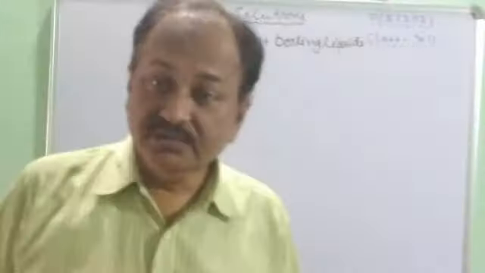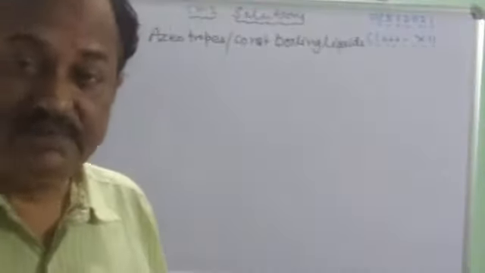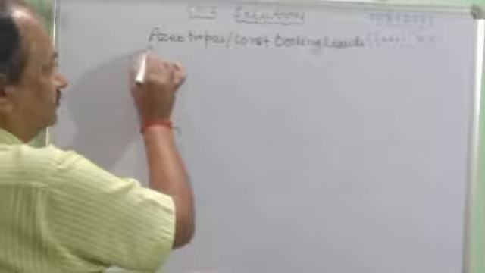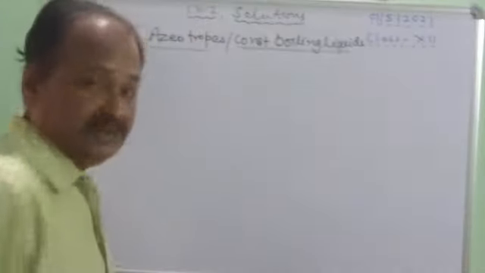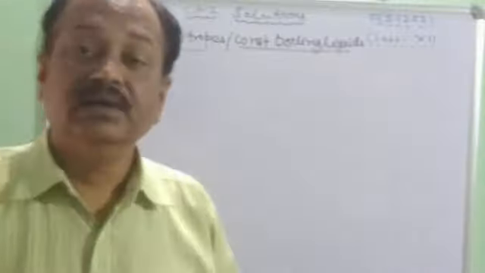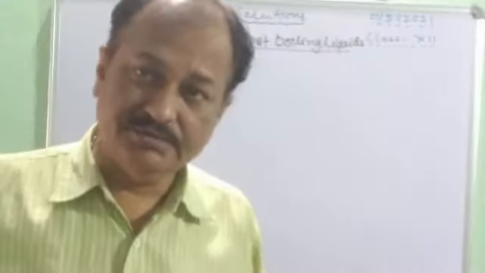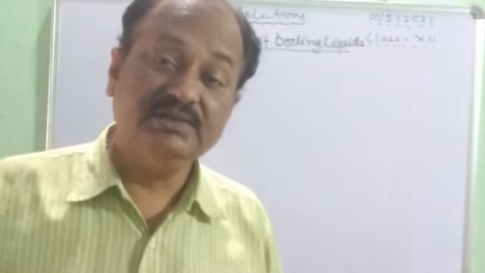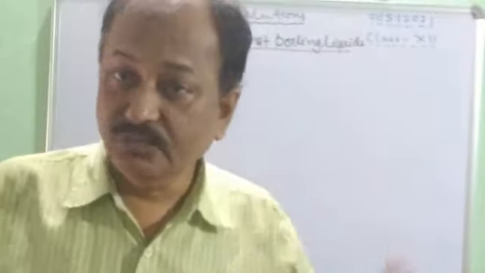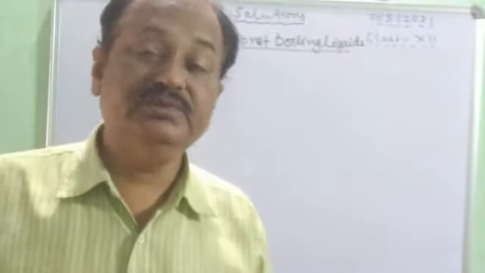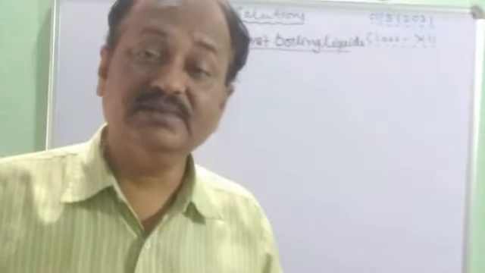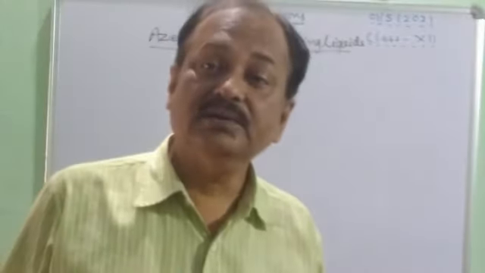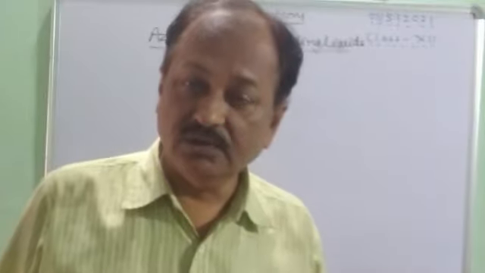Dear students, I am going to explain a very important part of this chapter, and it is azeotropes. Azeotropes are also called constant boiling liquids. Azeotropes may be defined as liquid mixtures or solutions which boil at a constant temperature without any change in concentration. It means when we boil such liquids, there is no change in concentration. Concentration remains as it is, irrespective of whether we heat them or boil them.